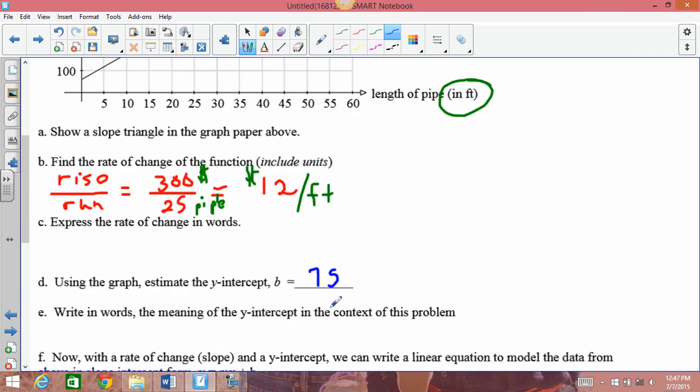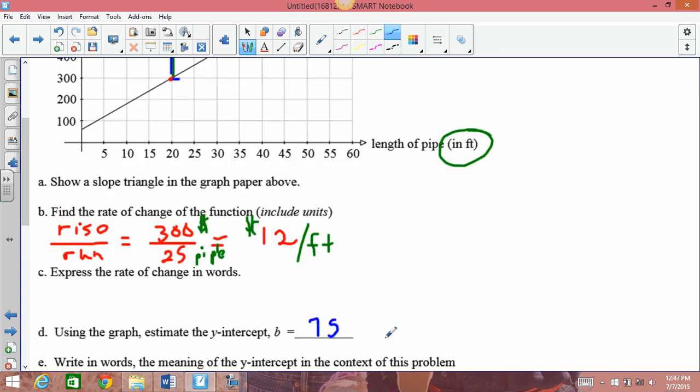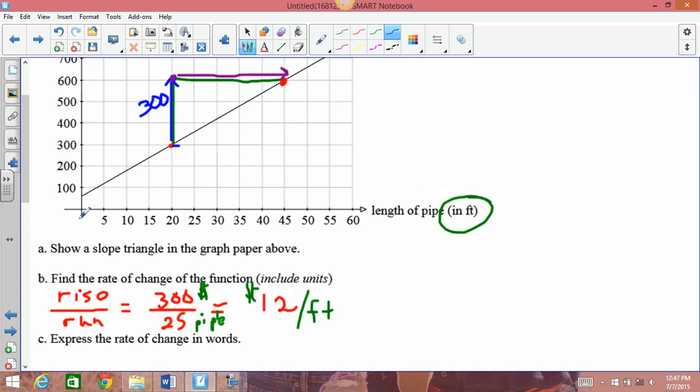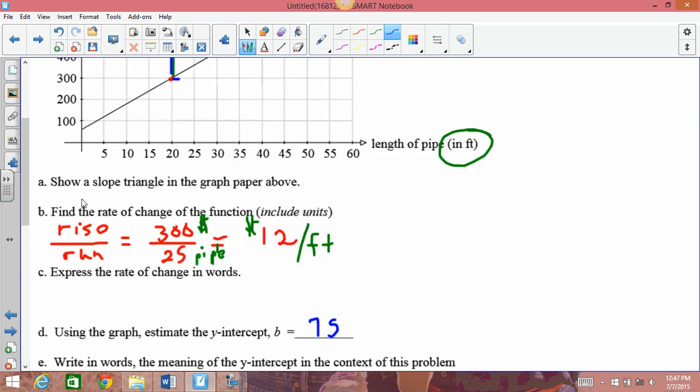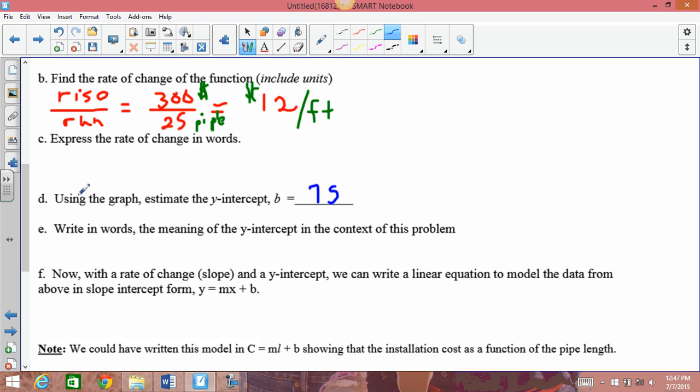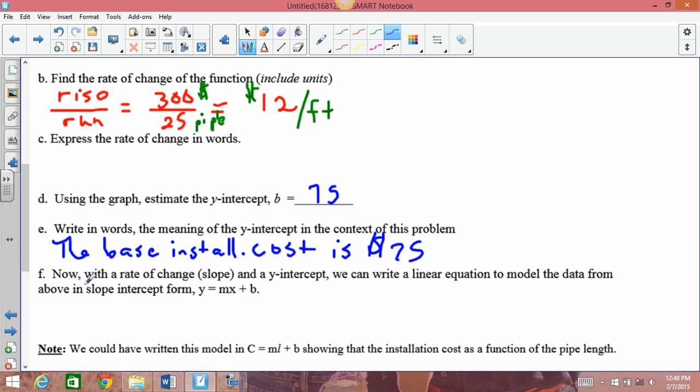Okay. So write in words the meaning of that y-intercept in the problem. So essentially, at that point, 0 pipe length has been installed, but you got $75. So essentially, the base installation cost is going to be $75. So I'm going to write this out. The base installation cost, abbreviate, is $75.